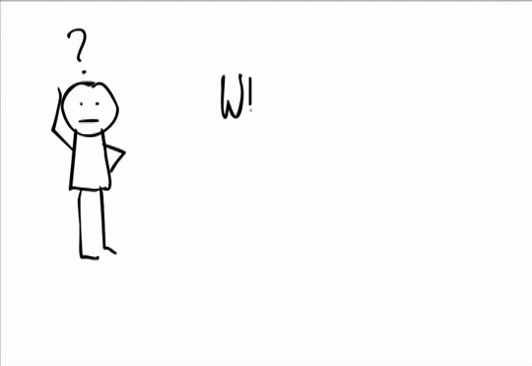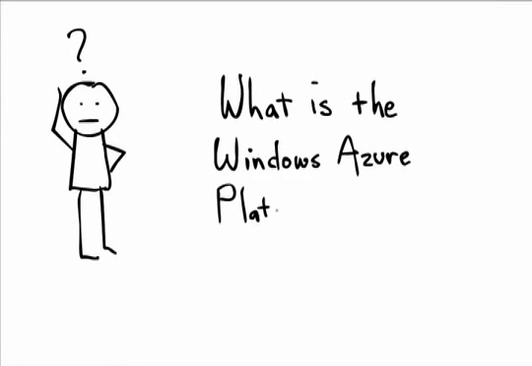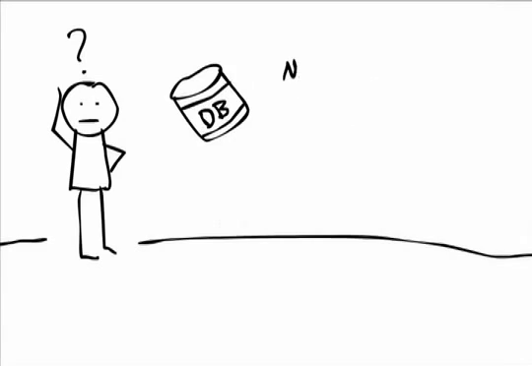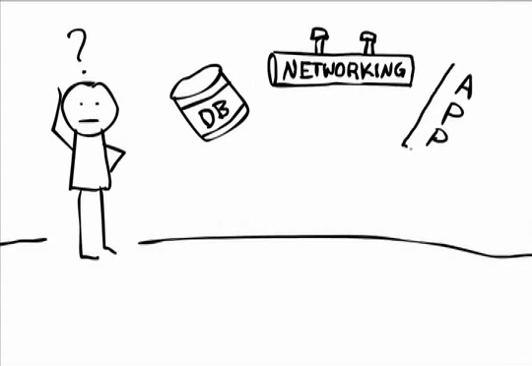In this video, we'll talk about what is the Windows Azure platform. The Windows Azure platform is a set of services and technologies that enable you to easily benefit from the scalability and agility of cloud computing. With the Windows Azure platform, you can store data and build and connect applications in the cloud in much the same way you currently do on premises.